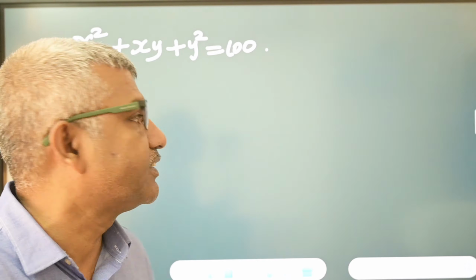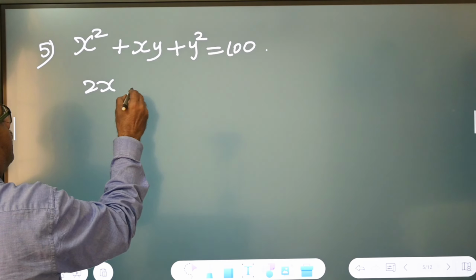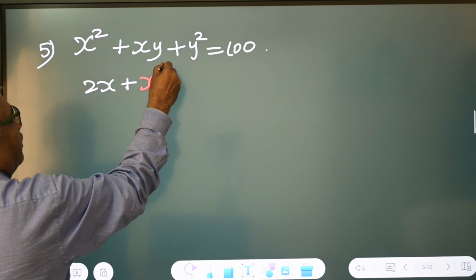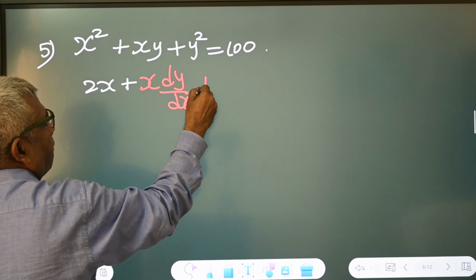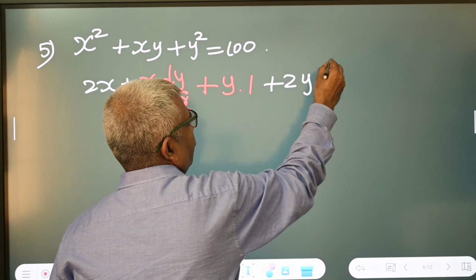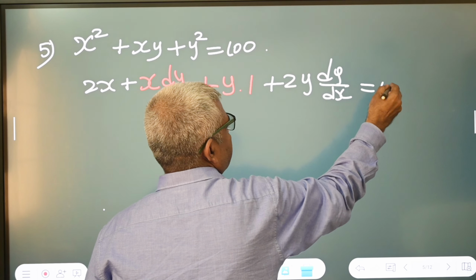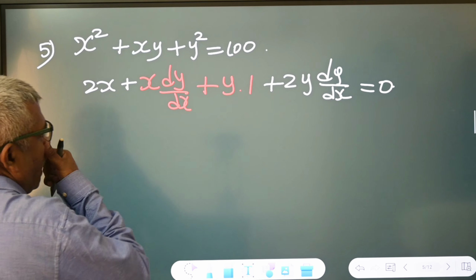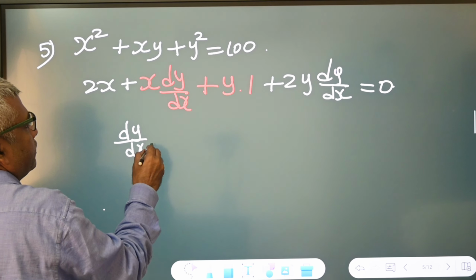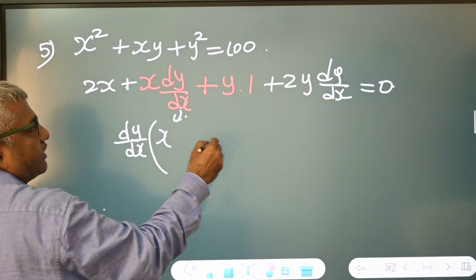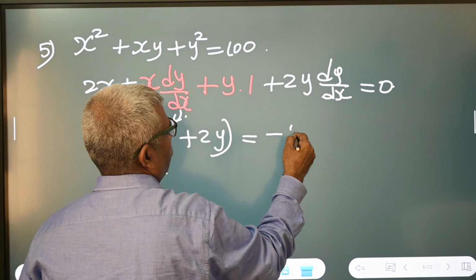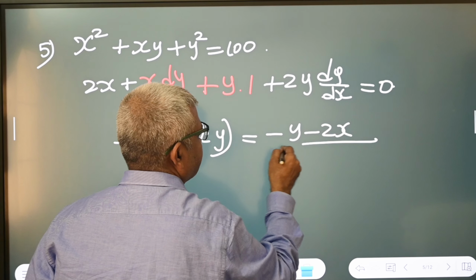x squared, if you differentiate, 2x. xy is what is called the UV method. x, y if you differentiate, dy by dx, plus y, x if you differentiate, 1, plus y squared if you differentiate, 2y dy by dx equal to 0. So dy by dx take out: x plus 2y, equal to minus, y minus 2x.